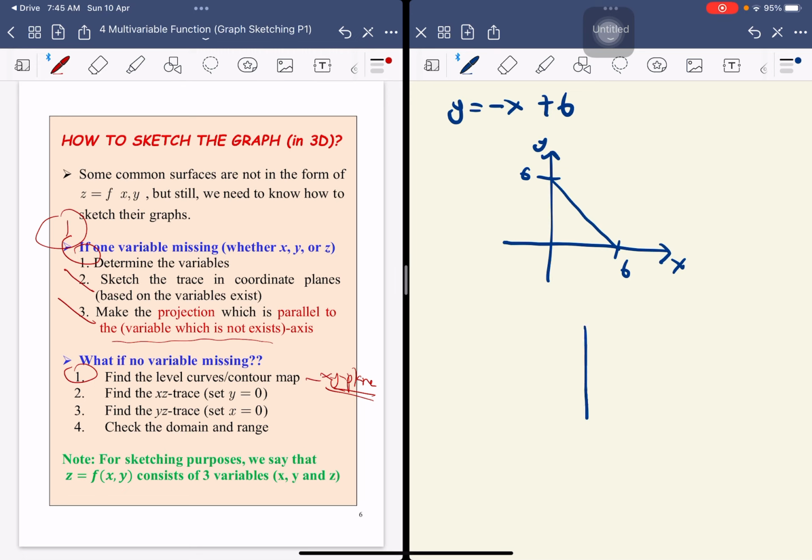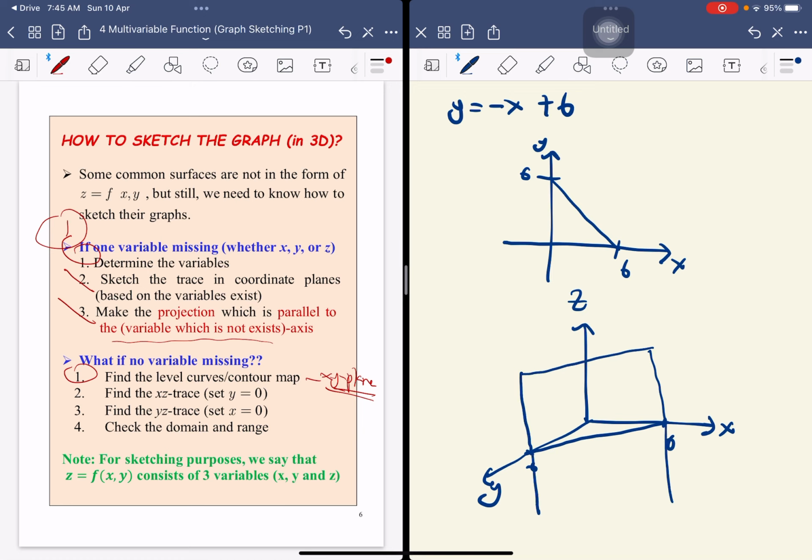Now if we sketch it in a 3D graph, we have x and y over here, right? So you're going to have a rectangle like this. That means you're going to make a projection, I would say, parallel to the z axis. So you're going to have a plane like this, a plane like this. It means that it can be any value of z, so you're going to have a plane in this way, because you do not have the values of z over here.